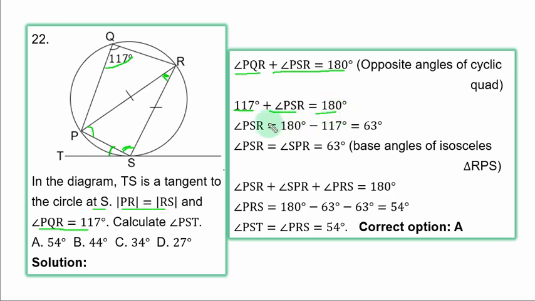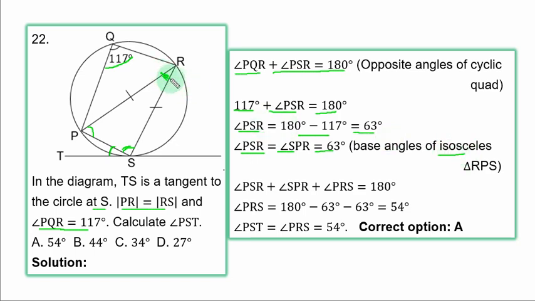180 degrees. To get PSR, you transfer 117 to the right hand side. It becomes negative. Subtract from 180, you have 63 degrees. PSR is equal to SPR and is equal to 63 degrees, base angles of an isosceles triangle. So we get this angle now.